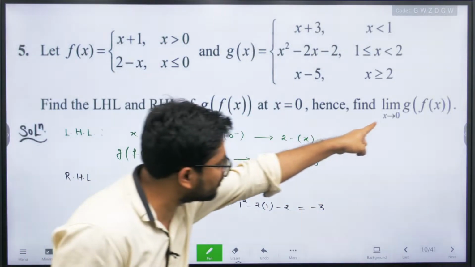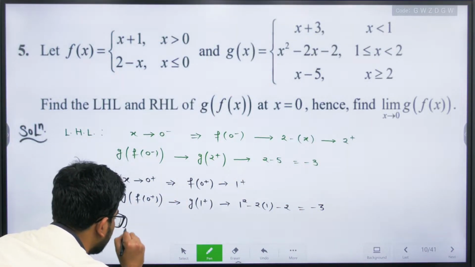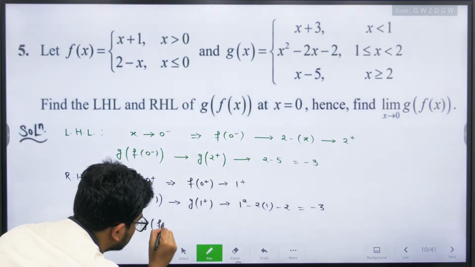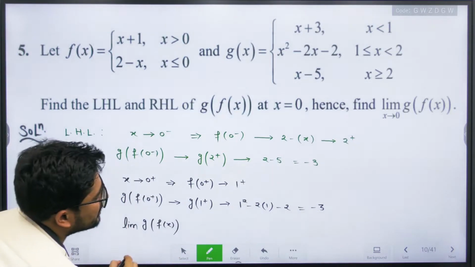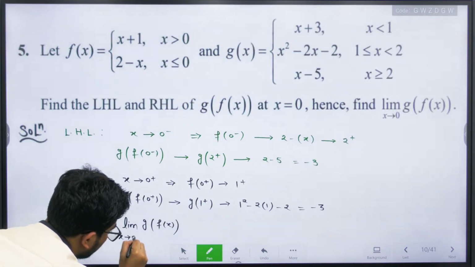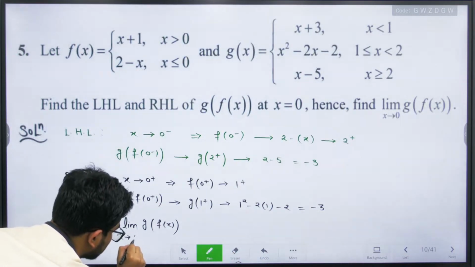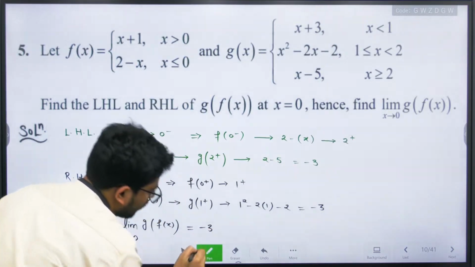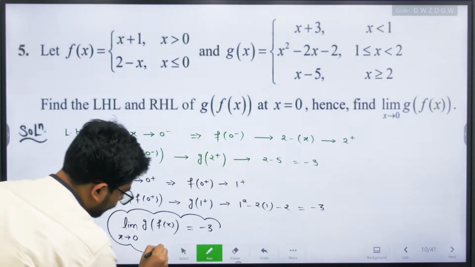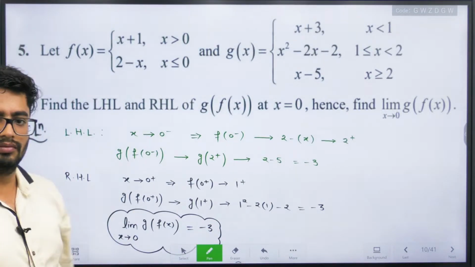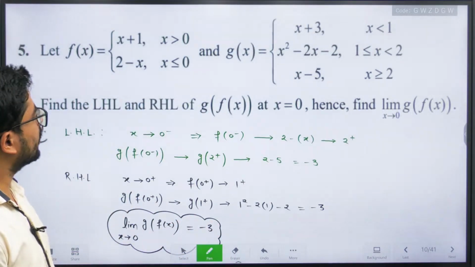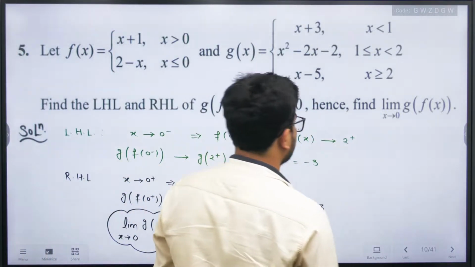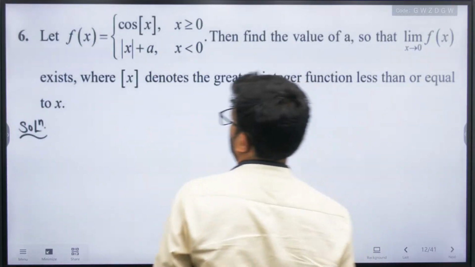So you can say the limit of g(f(x)) at x equal to 0 exists and is equal to minus 3. This is the final answer. So this is your question number 5. The answer is minus 3 here. Now let's do the next one.